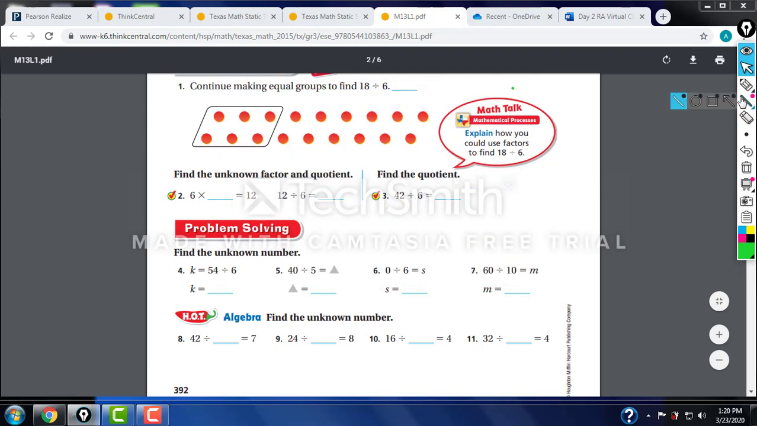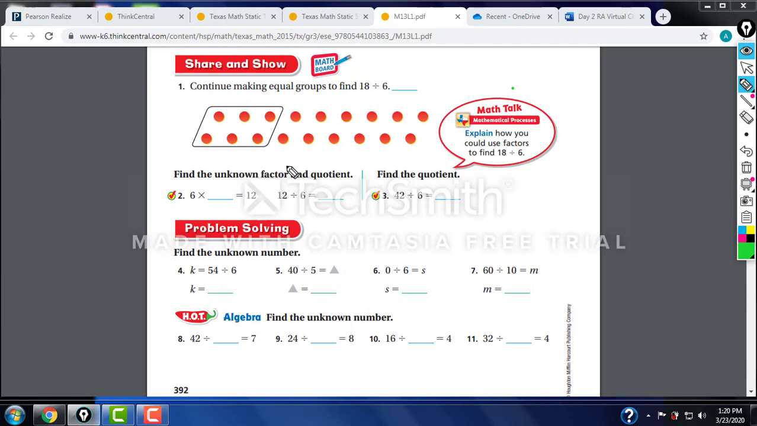Okay, we're back. Let's see how you did. So find the unknown factor and the quotient. Unknown factor, this is a factor, remember. Unknown factor, 6 times what equals 12. The unknown should have been 2. Here is the quotient. Remember, quotient, 12 divided by 6 equals 2.